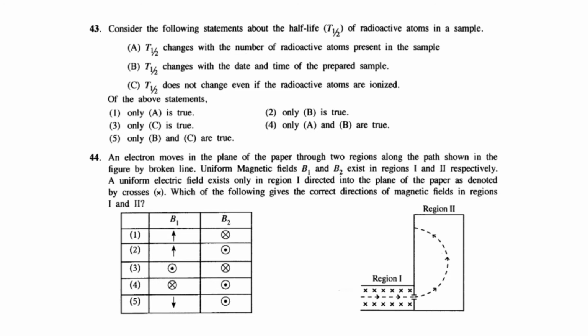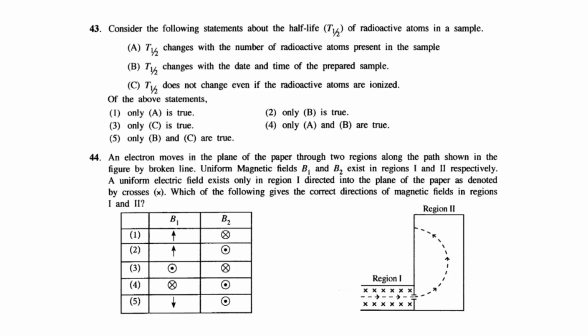Let's consider region 1 first. The crosses show the direction of the electric field is into the book. That is, the force on a positive charge is into the book. The electric force on positive charges is into the book. This is an electron moving from left to right in region 1. So the electric force on the electron, which is a negative charge, is out of the book.